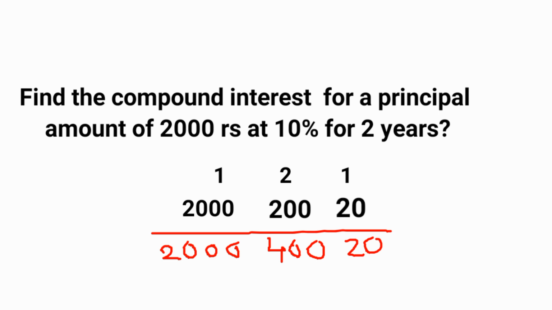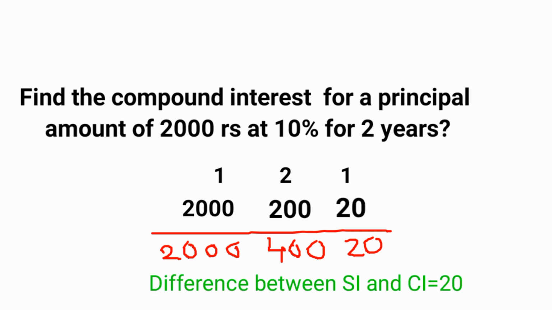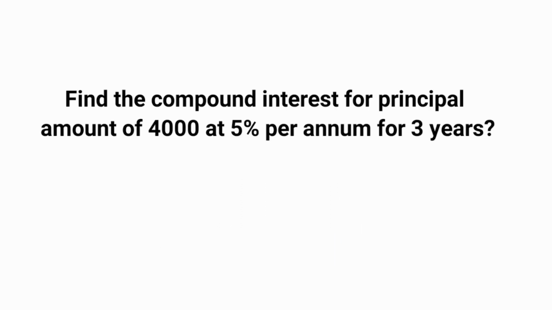Now, if the question is to find out the difference between the simple interest and the compound interest for the same amount, same rate of interest and same number of years, then what you have to do is leave the first 2 columns and add the rest of the columns. Here there is only 1 column left, so the answer will be 20. Let's do one more problem.